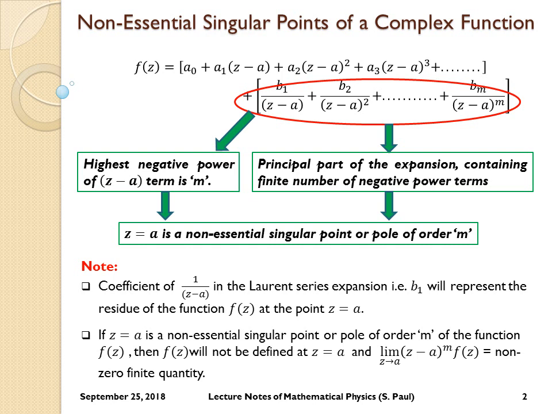Now the second important point, if z equal to a is a non-essential singular point or pole of order m of the given complex function f of z, then the function f of z will not be defined at z equal to a, but the limiting value of z minus a to the power m into f of z as z tends to a will be a non-zero finite quantity.